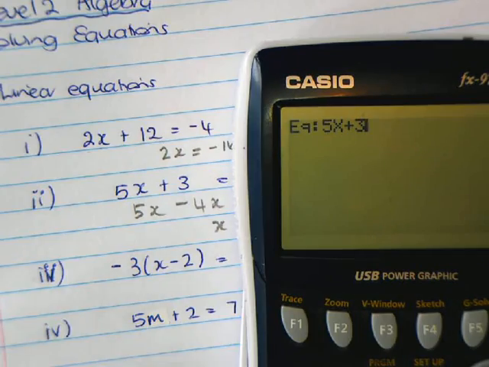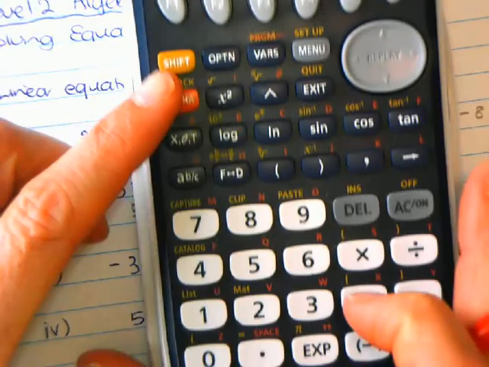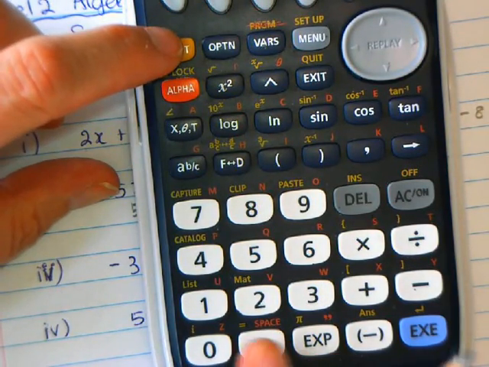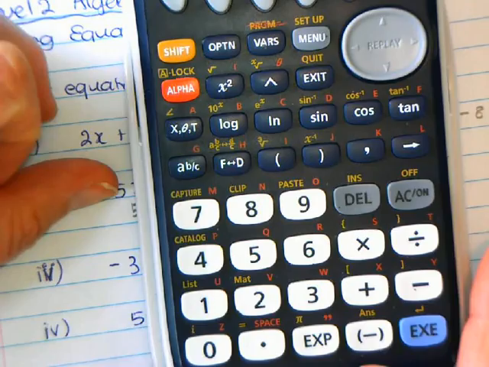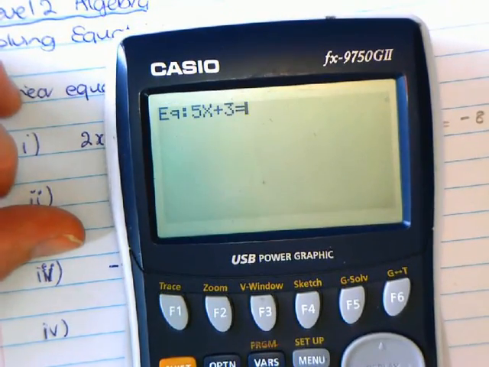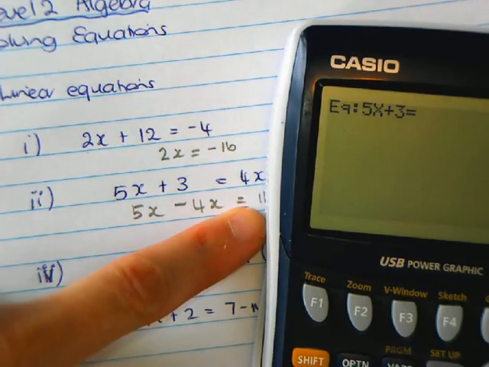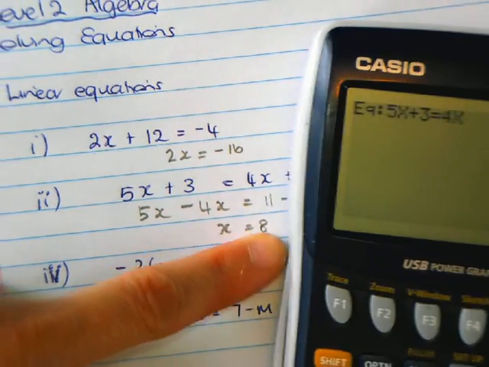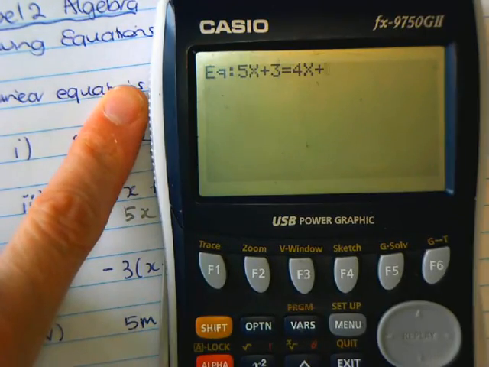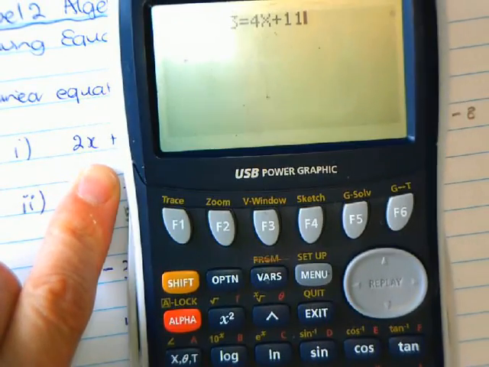3 equals, to get the equal sign you need to press shift and the space button down here, and that gives you the equal sign. 4x plus 11, was it? Yeah, plus 11.